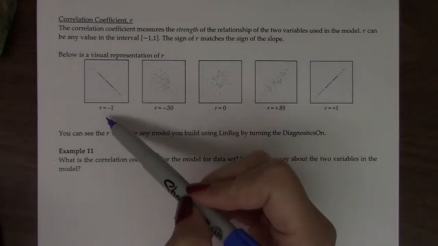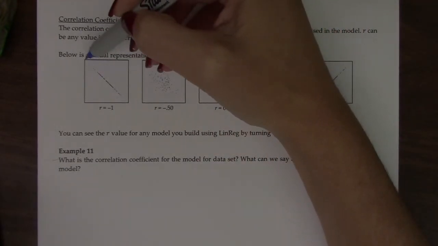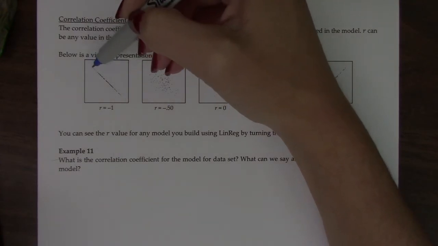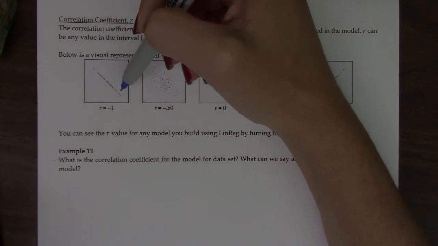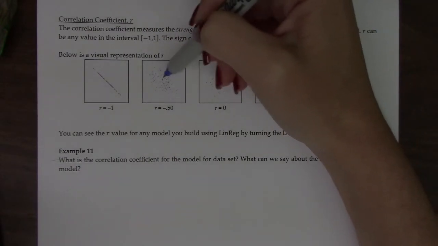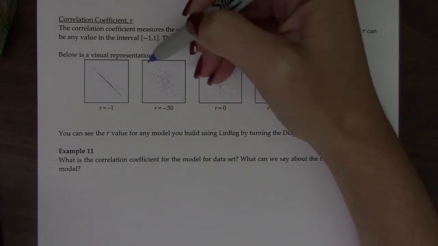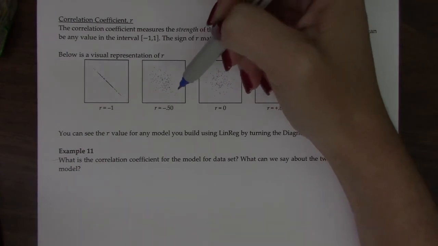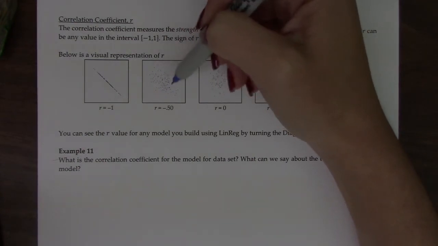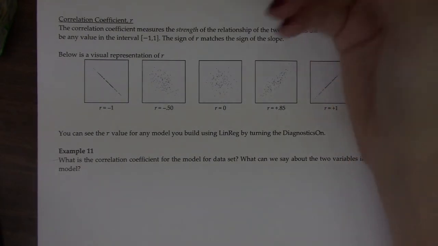So when R is -1, this means a perfect correlation. So this is a line with negative slope, and every single data point is falling on the line. Here we see a little bit more of a scattering, but we can still see that the values are trending down, right? So we would say this is moderately correlated. So there is some kind of linear relationship going on, but the values are pretty spread out. And so this would be an R value of about -0.5.